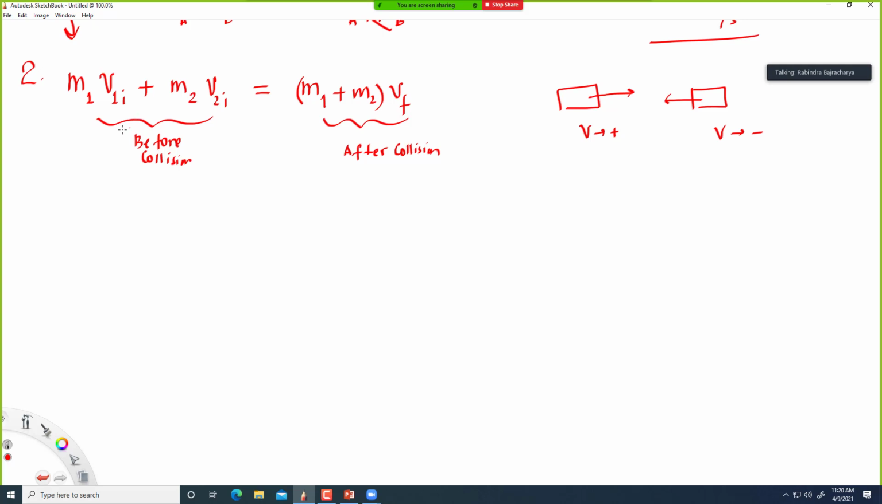So you can plug the numbers in at this point, or if you want, because we are finding VF, you can just write this in terms of VF by dividing both sides by M1 plus M2. So you get M1 V1I plus M2 V2I over M1 plus M2. Okay, so you can plug the numbers in.